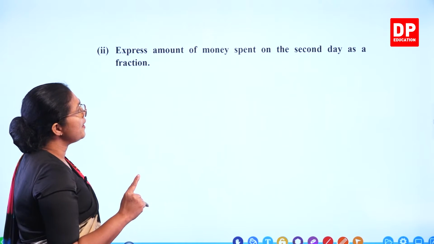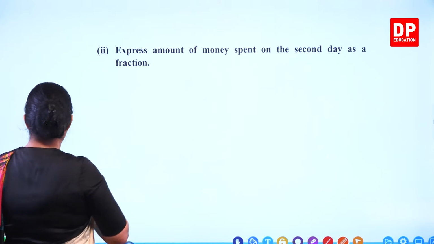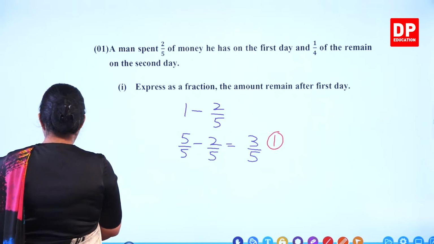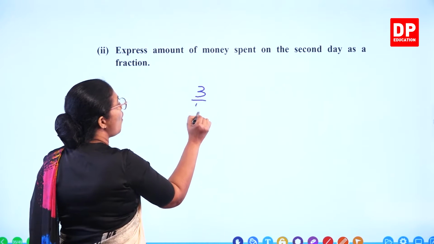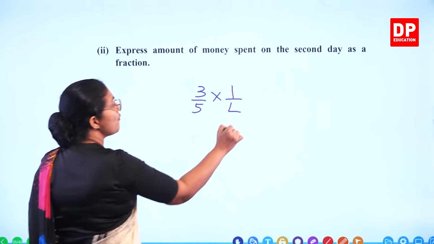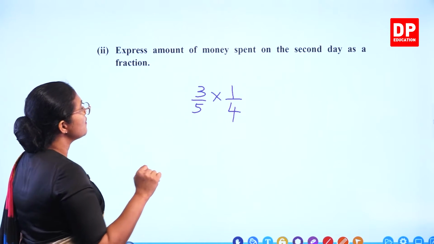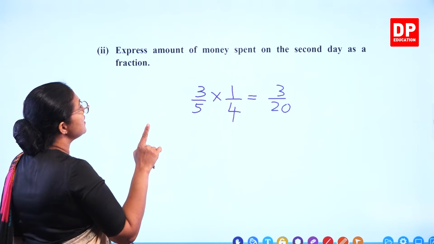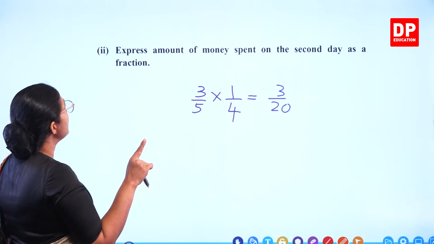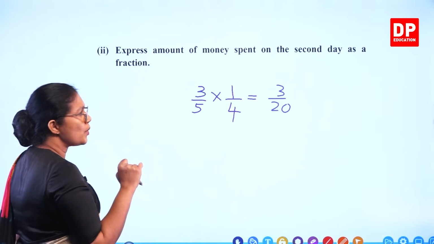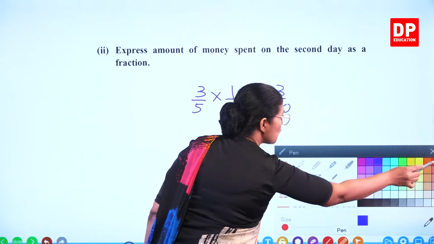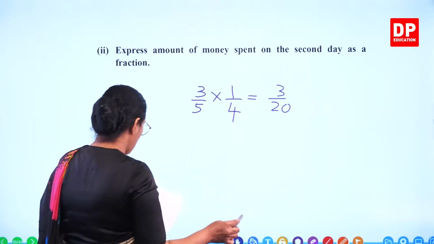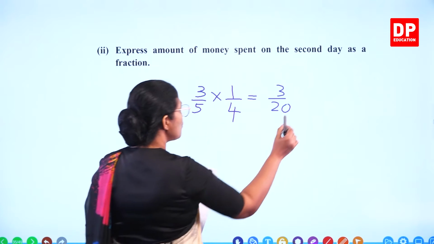Express the amount of money spent on the second day as a fraction. So here, second day, 1/4 of the remaining 3/5, and 1/4 of that. So you have to multiply by 1/4. So what's the value? 3/20. So the money spent on the second day as a fraction is 3/20. So how many marks for that part? You are getting 2 marks for that.